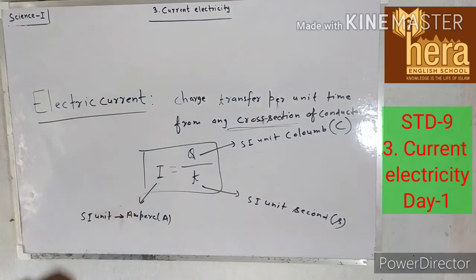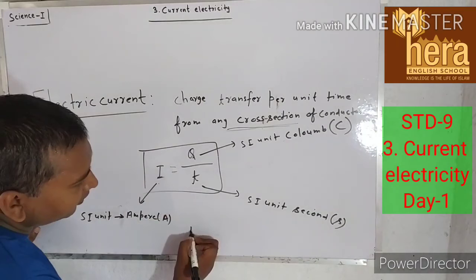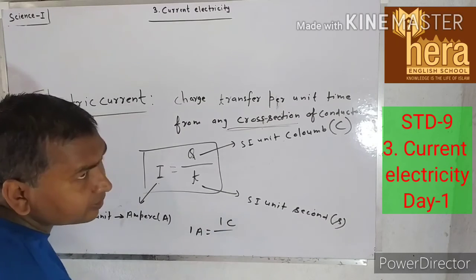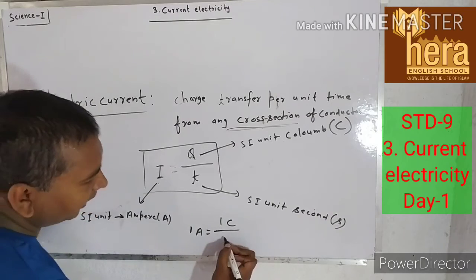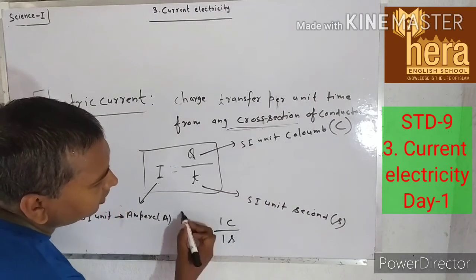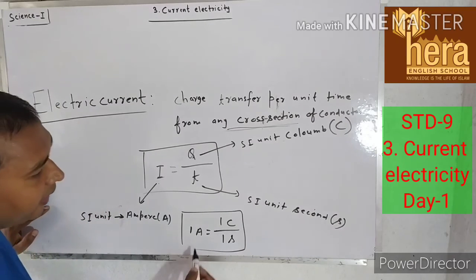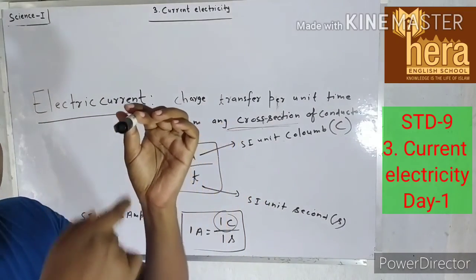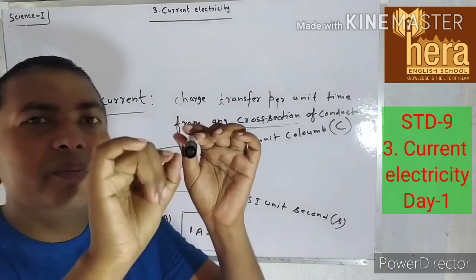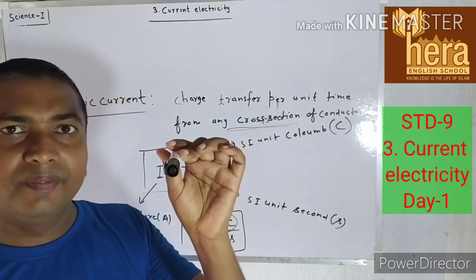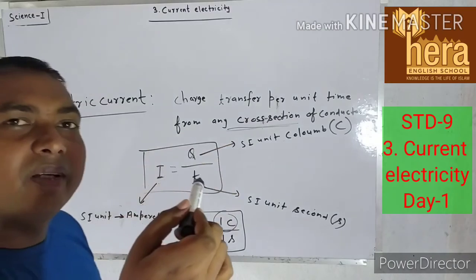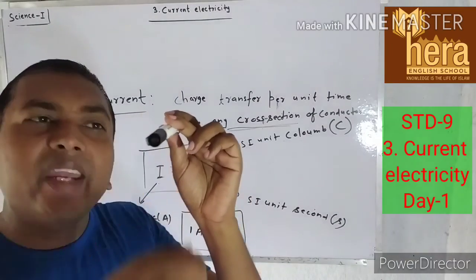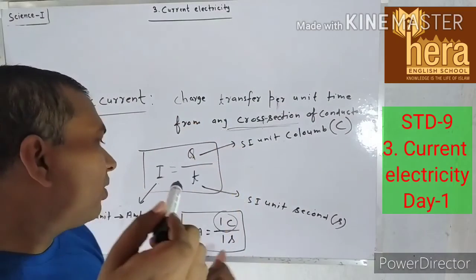Okay. So if you want to define 1 ampere of current, you may say: if 1 coulomb of charge is passing in 1 second through any cross section, say this is any cross section, then it is called 1 ampere. If 1 coulomb of charge passes in 1 second through this cross section, it is called 1 ampere current.